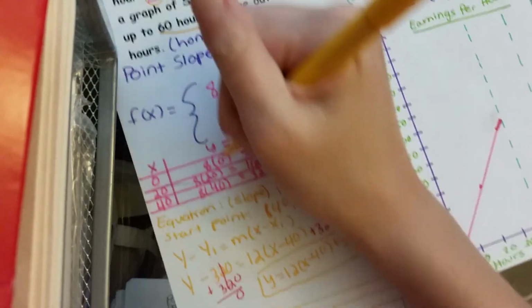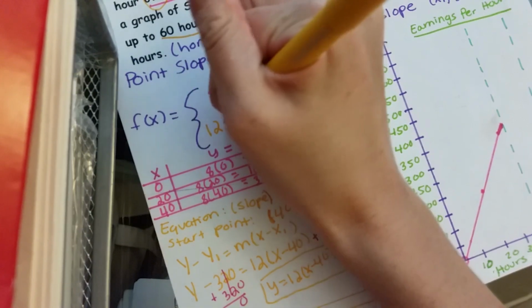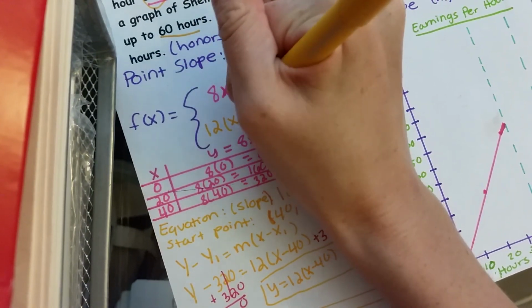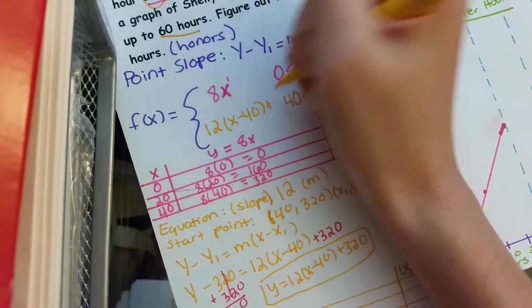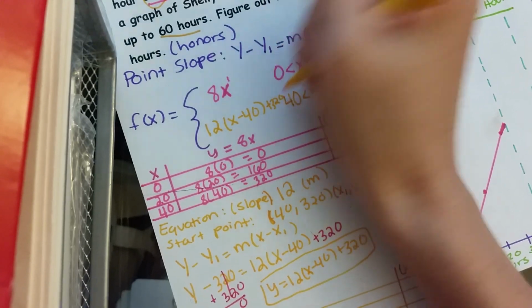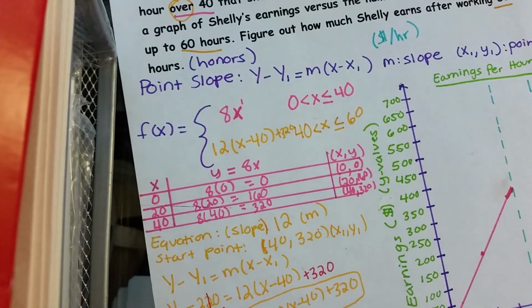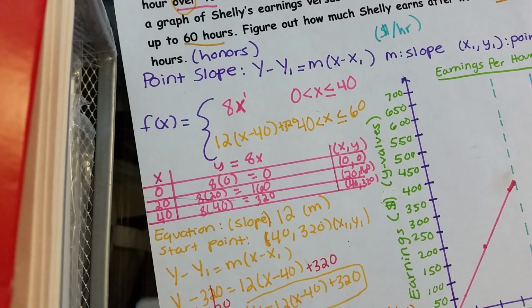Okay, so that's our equation: 12 times x minus 40, plus 320. I'm out of space. Sorry, I had to squeeze that in. Plus 320. Sorry, guys. All right.